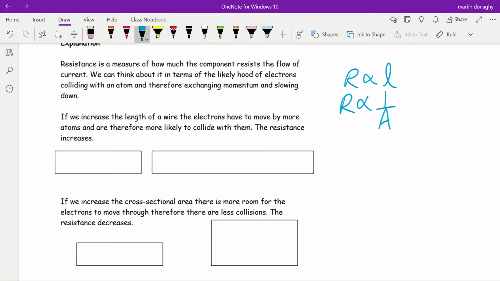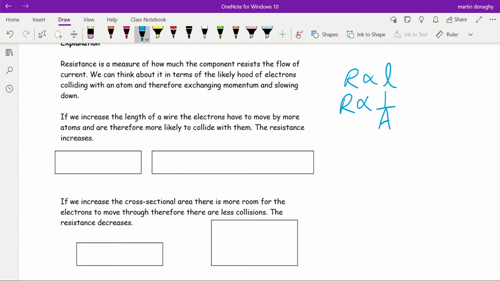And the other thing we found was the material that it's made of matters. There's no way of quantifying that. Well, not that you know of or need to know of, but different materials, even if they have all the same dimensions, wires made from different materials will have different resistances.